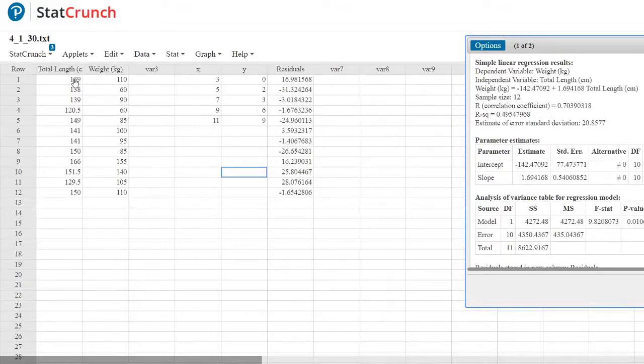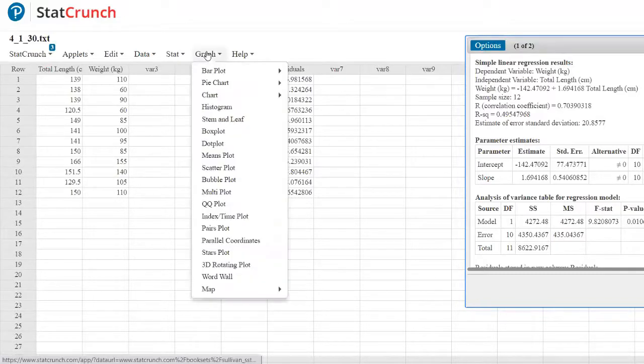So if I were to plug 139 into my regression equation, I didn't get the predicted value, but the residual would be 16.98. So if I took 110 minus the predicted value, I would get 16.98. These are all of the residuals. So I can make a scatter plot using the total length and the residuals in order to see if there is a problem in the residual plot.